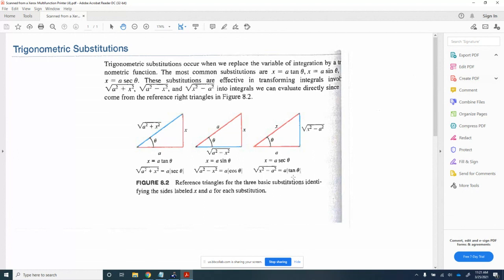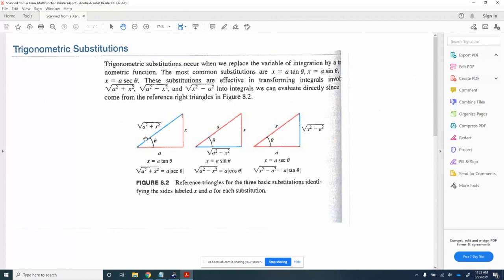Now, the reason why the triangles are important is twofold. First, based on what we're given, we'll have some type of square root with two terms. One of the terms would be a perfect square constant. The other would be some type of perfect square variable x. We can choose our reference triangle and make the following substitutions to simplify our integral. We can integrate, and then we use these triangles for back substitution.